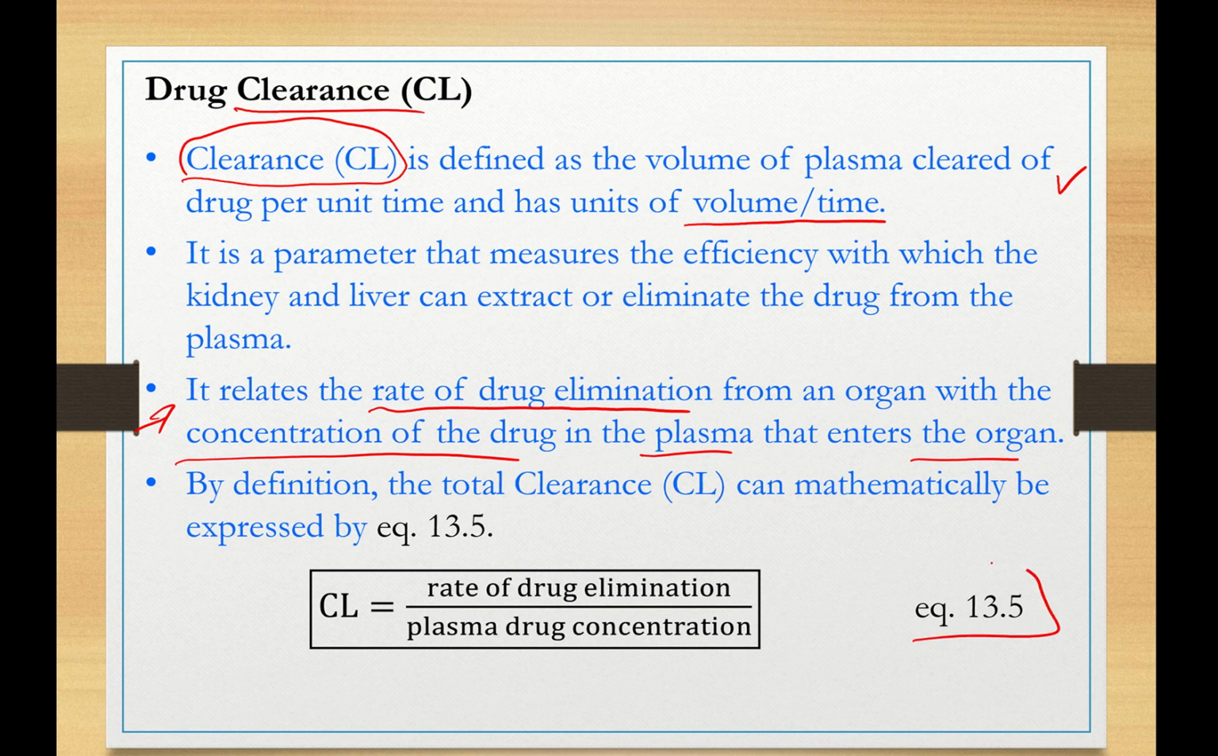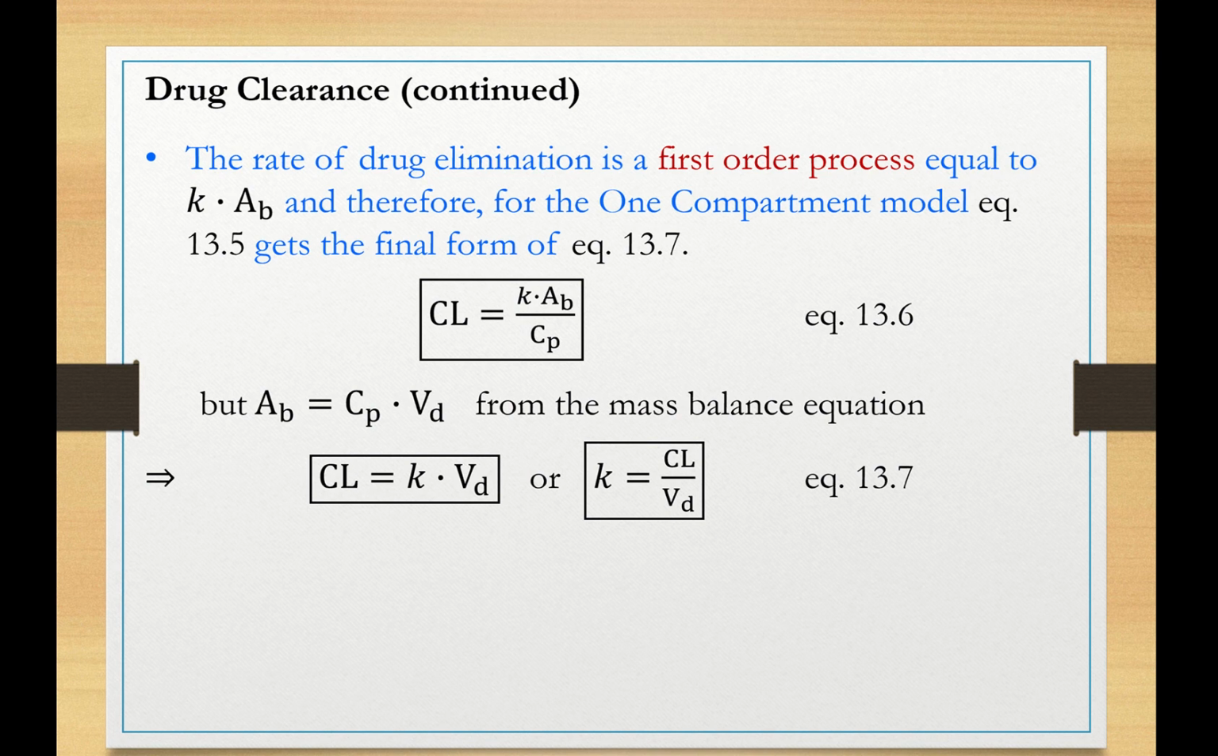So as you can see, mathematically, equation 13.5, clearance is the rate of drug elimination over the plasma drug concentration. Okay, but the rate of drug elimination is a first order process and is equal to K times the amount of drug in the body. And therefore, for the one compartment model, 13.5 becomes equation 13.7, which is that. And we substitute the rate of drug elimination as K times AB divided by the CP, the drug concentration in the plasma. And we know that AB is equal to CP times VD, right?